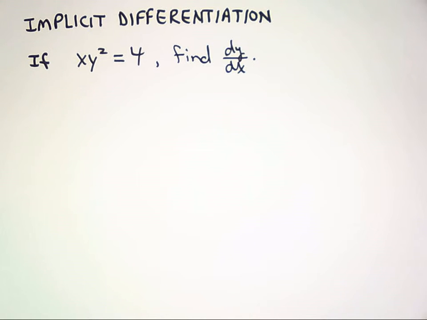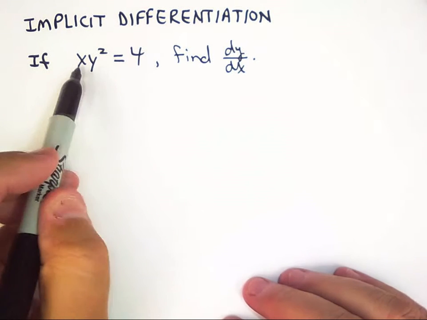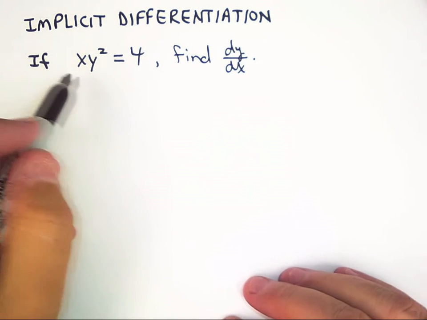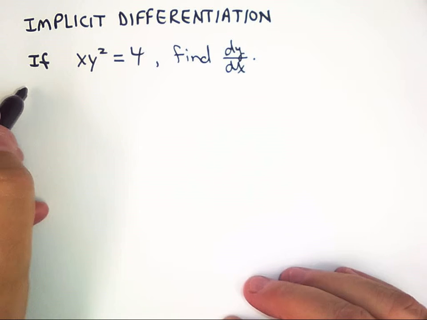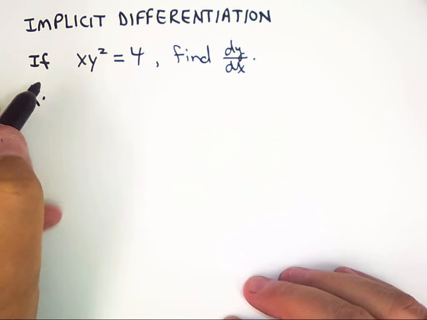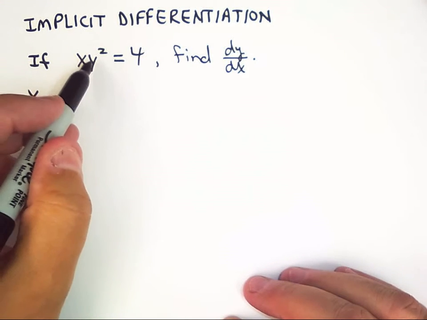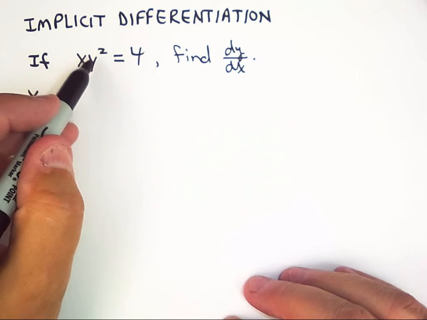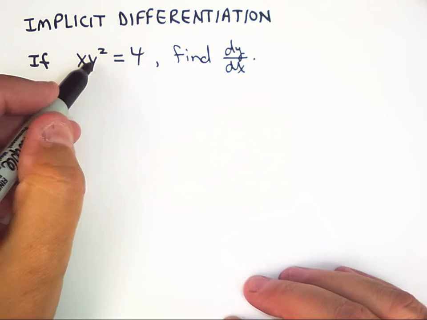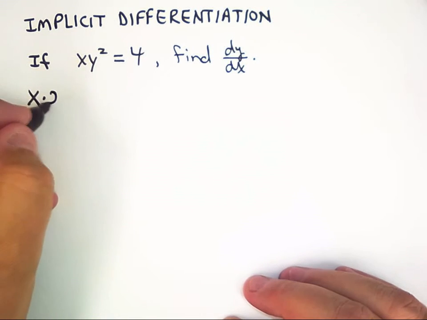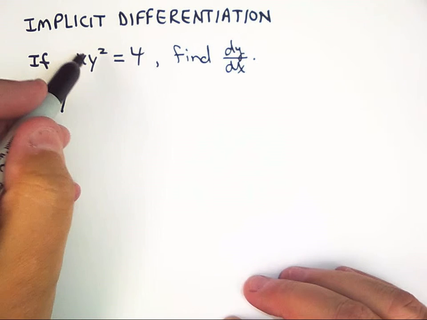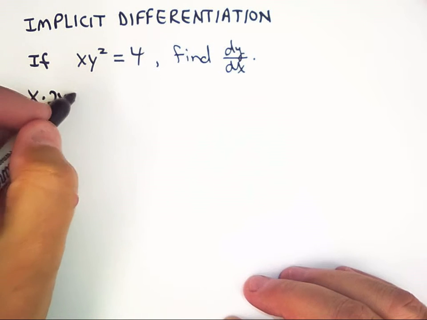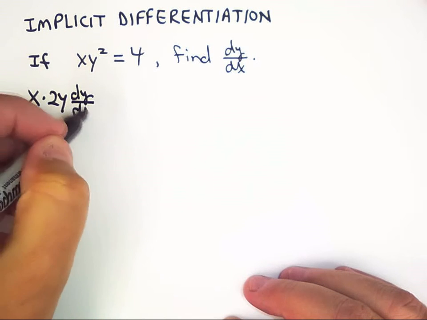This time, I have a product rule on the left. So the product rule says to find the derivative, I take the first factor, which is an x, multiplied by the derivative of the second factor. The second factor is y squared, but y is a function of x, so it'll involve the chain rule. So I get 2y, and the 2 comes down to 1, but then I have to take the derivative of the base, and the derivative of y is dy over dx.